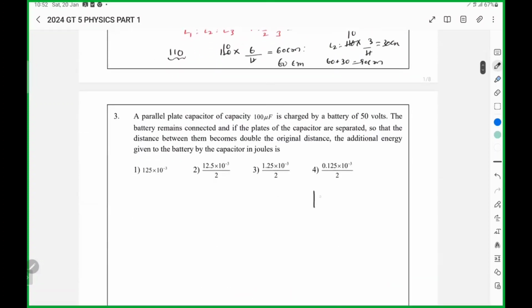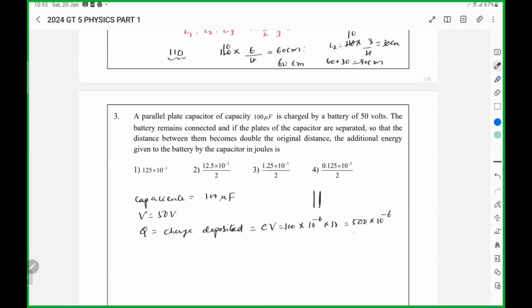Here a parallel plate capacitor whose capacitance is 100 microfarad is charged by 50 volts. The charge deposited is CV, 100 into 10 power minus 6 into 50, 5000 into 10 power minus 6, which is 5 into 10 power minus 3 coulombs.